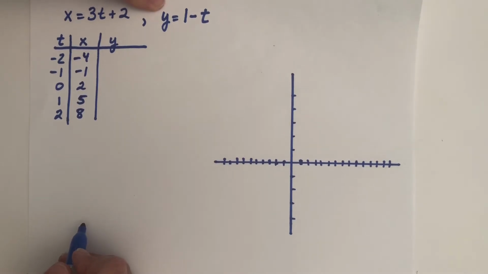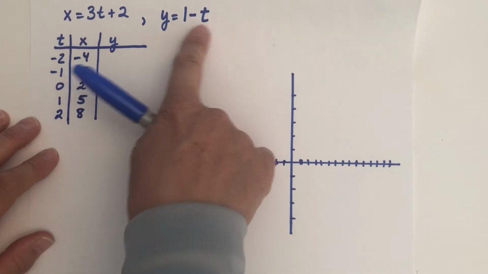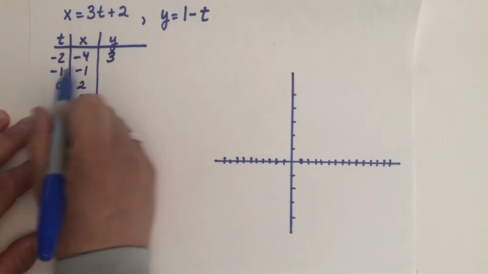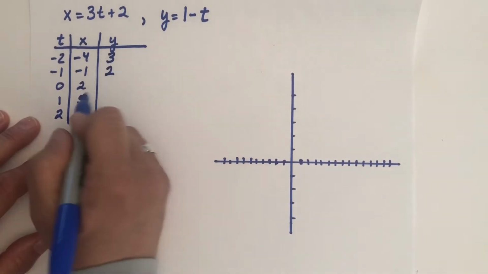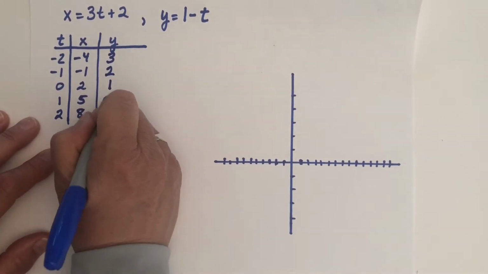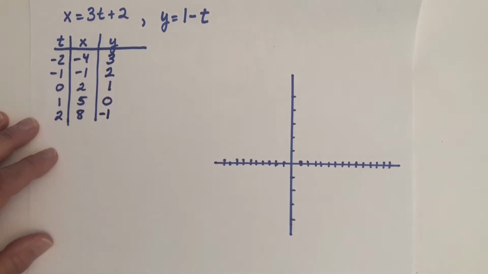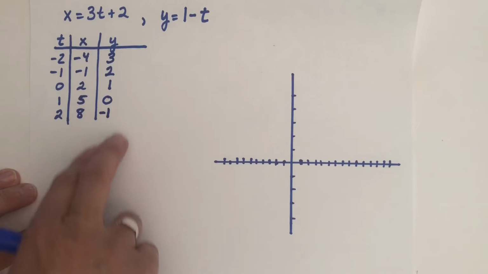We're substituting in these values of t for y. So 1 minus -2 is 3. 1 minus -1 is 2. 1 minus 0 is 1. 1 minus 1 is 0. And 1 minus 2 is -1. So now I have some points that I can graph.